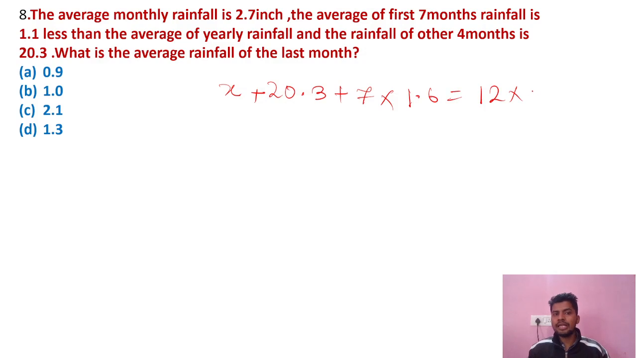For 12 months, what is the monthly average rainfall? That is 2.7. So x plus 20.3 plus 1.6 times 7, that is 11.2, 11.2 and 20.3 makes 31.5, equals 12 times 2.7, 12 times 2 is 24, 12 times 7 is 84, 24 and 8, 32.4. So the x value is 32.4 minus 31.5. That is how much? 0.9.